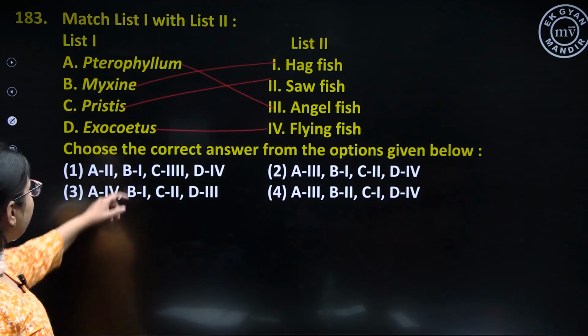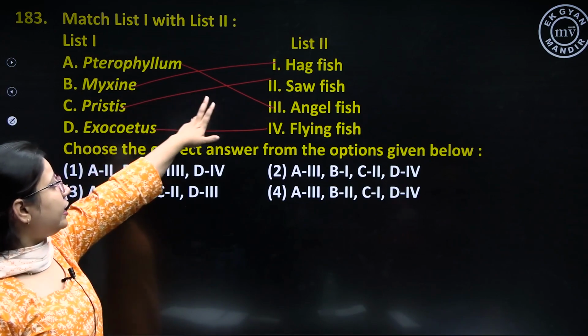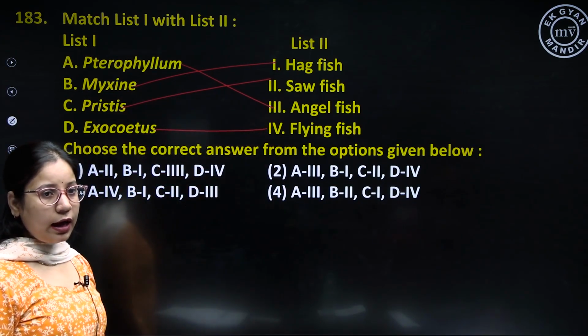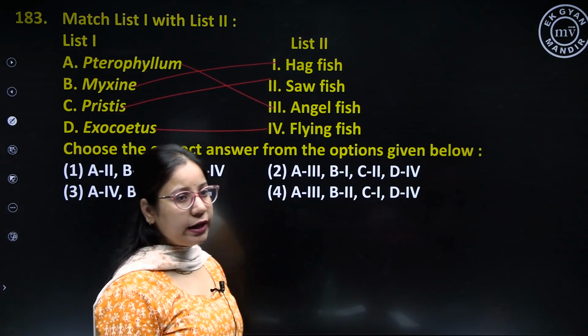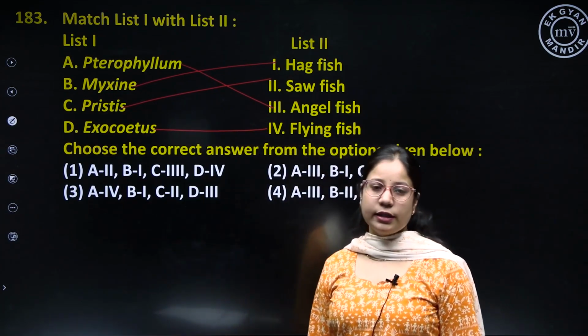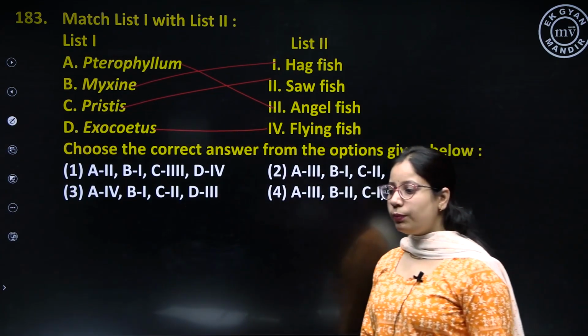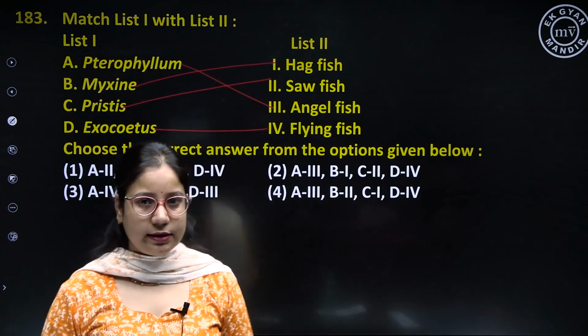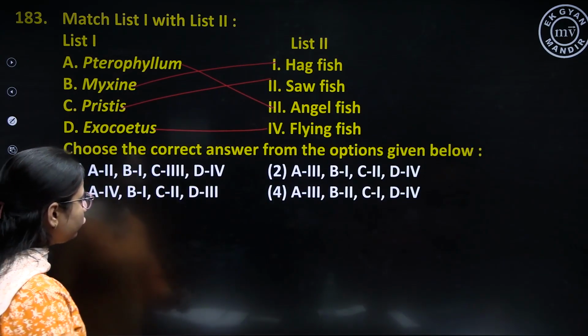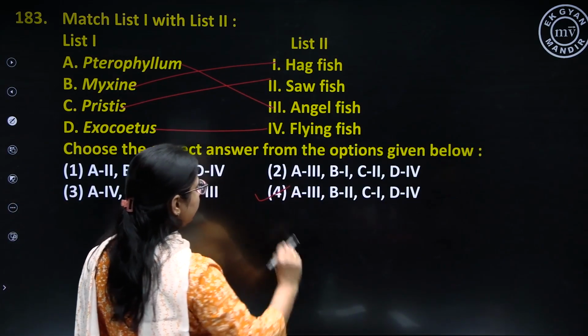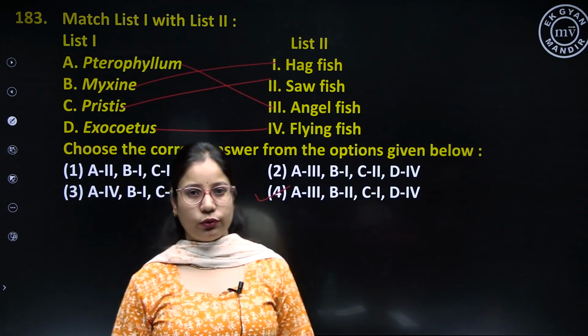So basically here myxine is a cyclostomata and other belongs to pterophyllum, pristis, exochetus. They belong to a group of class Pisces. So here the correct option for this question is option number 4.